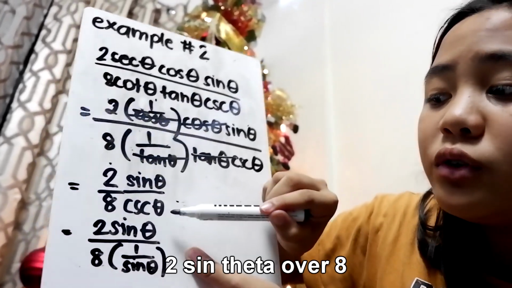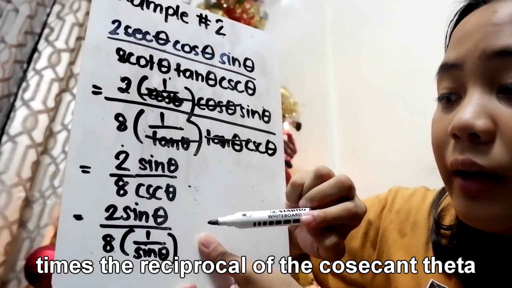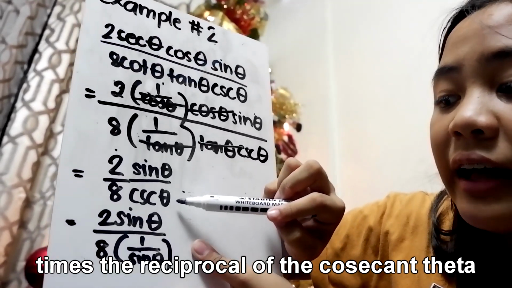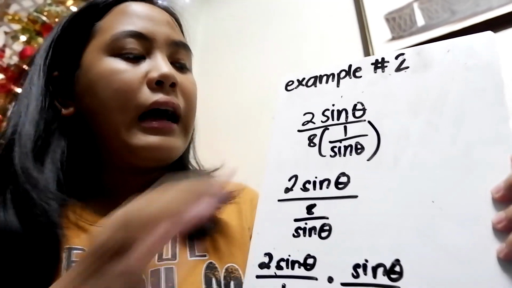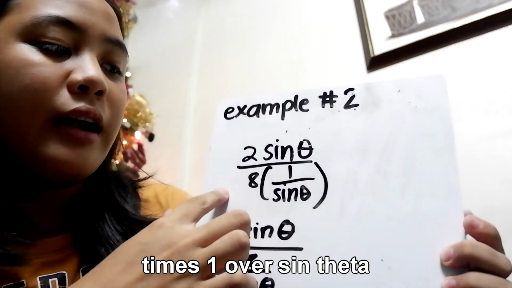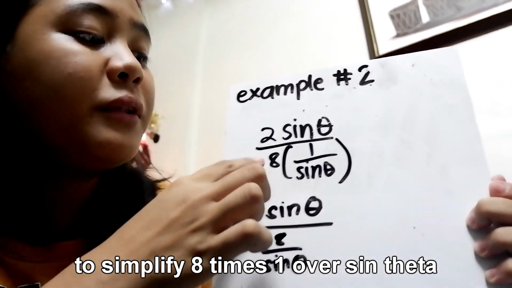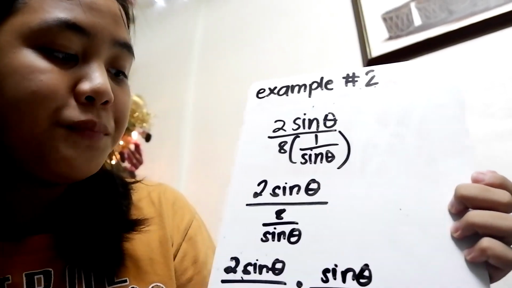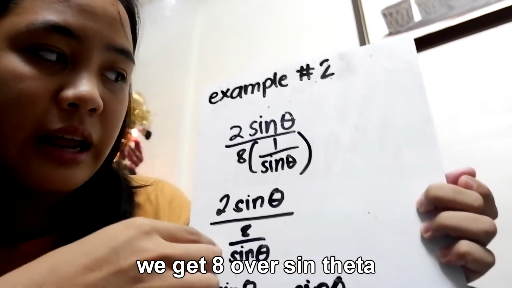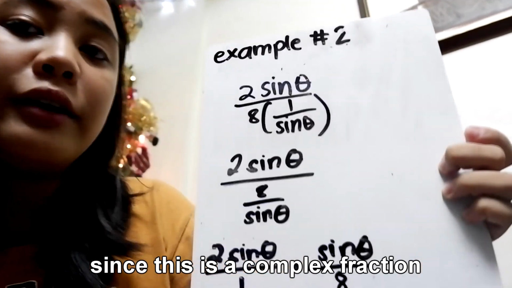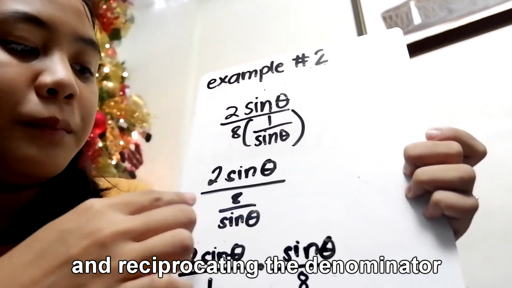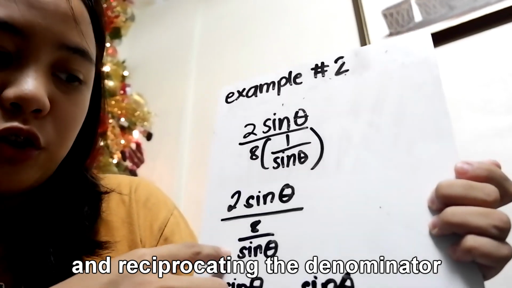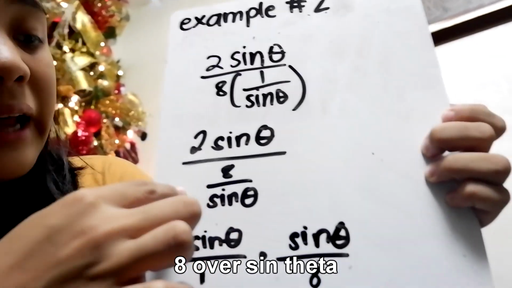And then 2 sine theta over 8 times the reciprocal of the cosecant theta, that is 1 over sine theta. Two sine theta over 8 times 1 over sine theta. To simplify 8 times 1 over sine theta, we get 8 over sine theta. Since this is a complex fraction, we need to change division to multiplication by reciprocating the denominator 8 over sine theta.